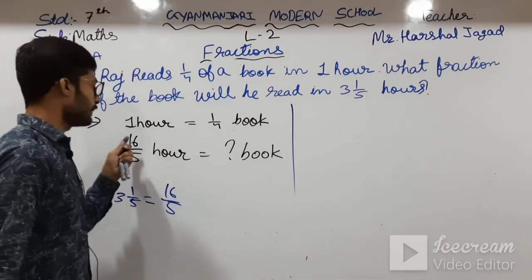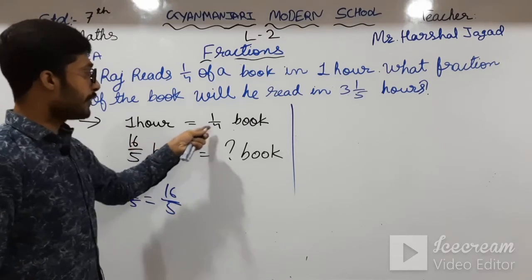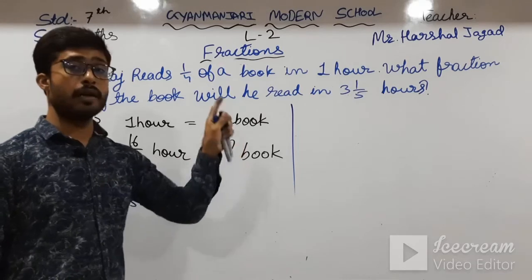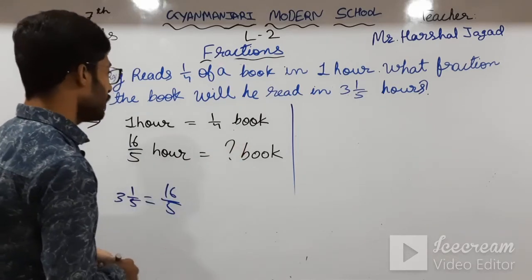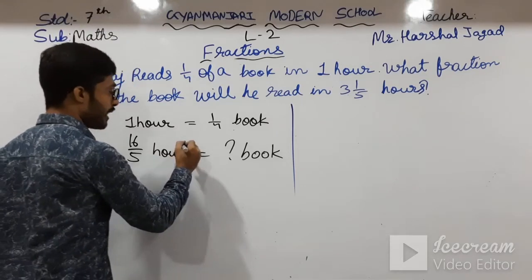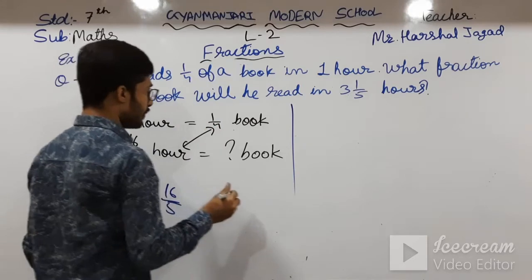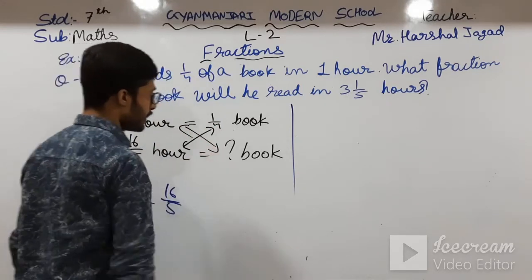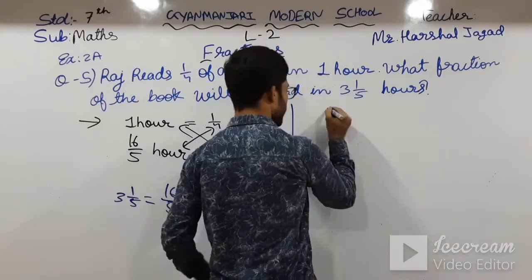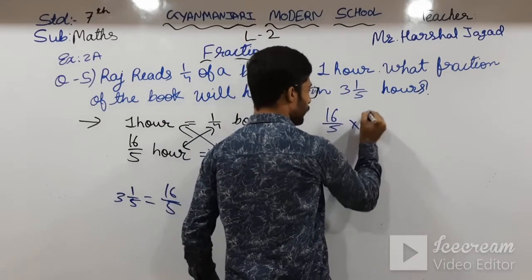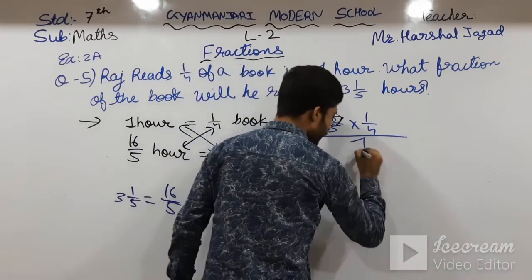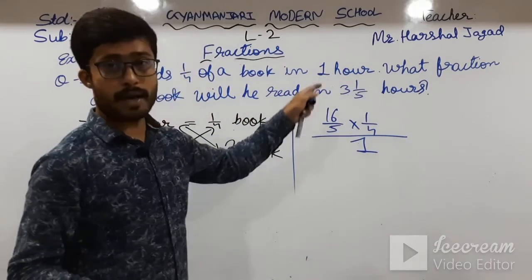Now we have to find, in 1 hour he reads 1/4 of the book, then in 16/5 hours how much of the book does he read? Okay, students, what fraction of the book does he read? So we have to just cross multiply, that is 16/5 into 1/4 divided by 1. Okay, students, divided by 1.